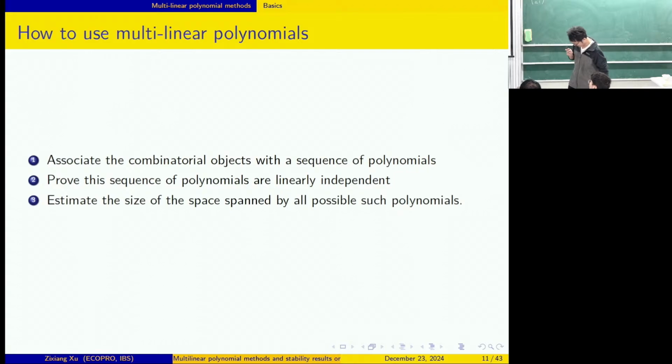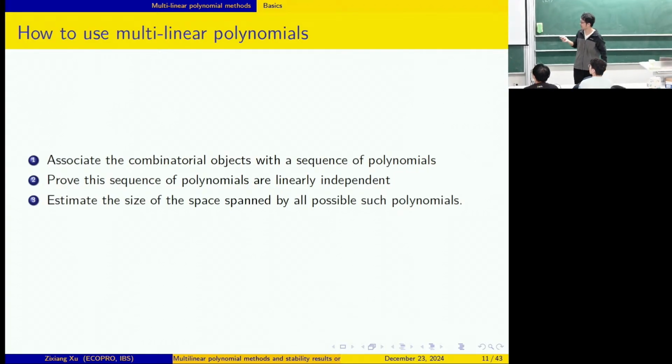The second step is you should prove that the designed sequence of polynomials is linearly independent. It sometimes requires some algebraic argument. Finally, you need to estimate the size of the space spanned by all possible such polynomials, which will give you some upper bound. Actually, I think the main step is the first step, because once you realize it, then later you just spend time on the rest.